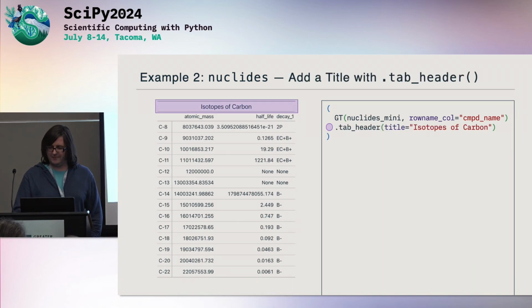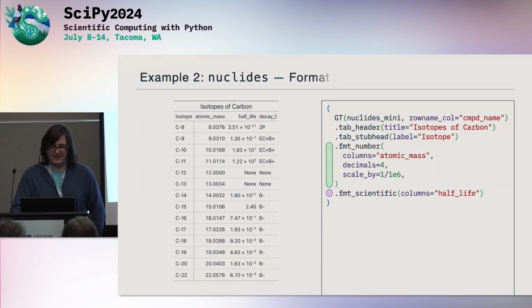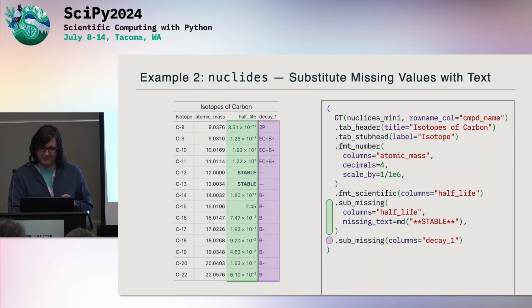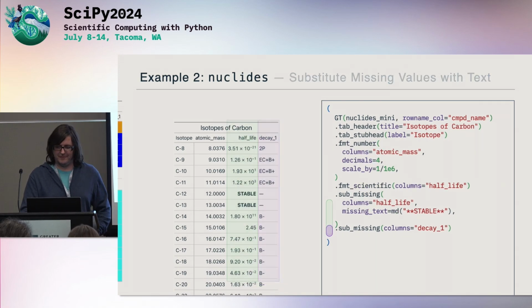Adding a title, as before, very useful in tables. This is adding a stub head label in the top left, so we're just adding isotope. And then we're formatting number values and also some values in scientific notation. So you have a few arguments there, and you can actually scale values and choose a number of decimal places. And we have missing values, but in this case, we're going to do a targeted selection of 2 columns with 2 sub_missing calls. It's only because we want the replacement value to be a little bit different in each one.